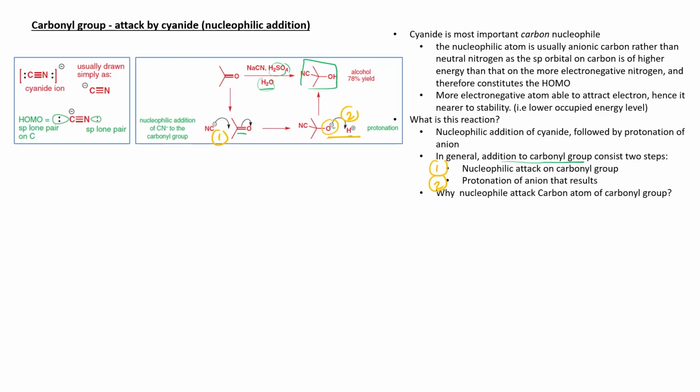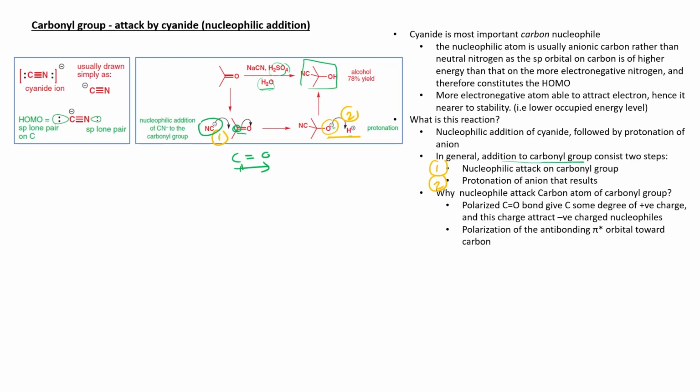Why does the nucleophile attack the carbon atom of the carbonyl group? The question here is why the nucleophile attacks the carbon here. That's easy, because the carbon and O are polarized, so the carbon here is deficient in electron. So that's the answer. It's much easier.